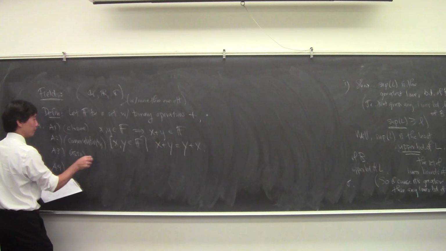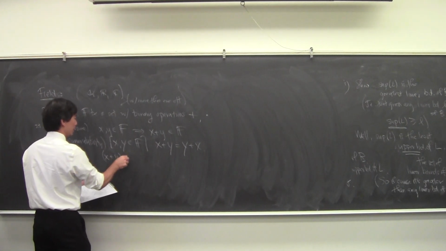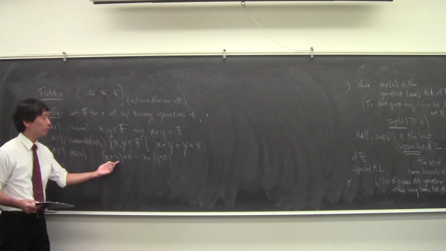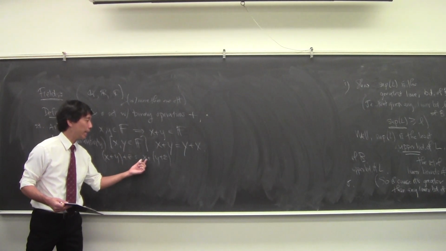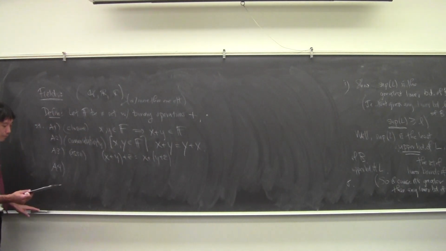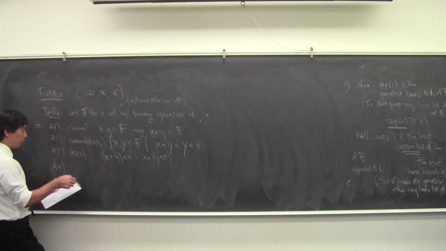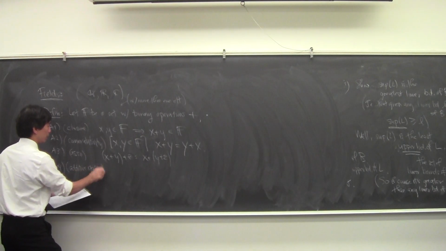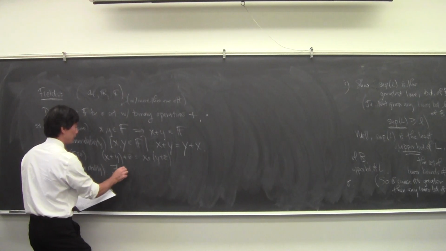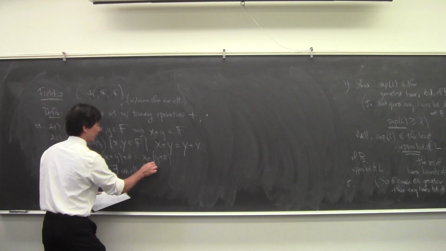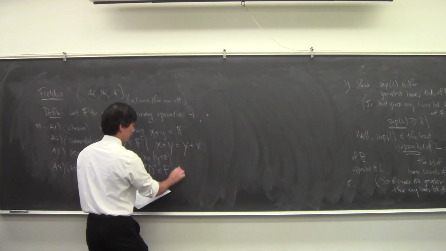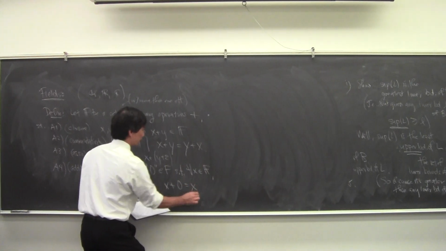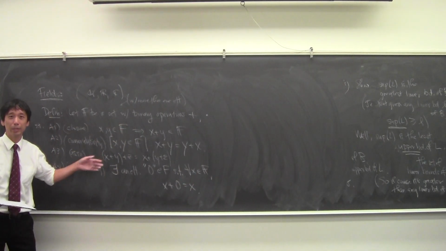Associativity, you know what I'm gonna write. x plus y plus z is always going to be equal to x plus y plus z. Do the x plus y first and then add on z, or add x to the sum of y plus z, and I get the same thing. A4, additive identity. There exists an element called 0 in F, such that for all x, x plus 0 is still x. So there exists this guy 0 that when you add it on, nothing happens.